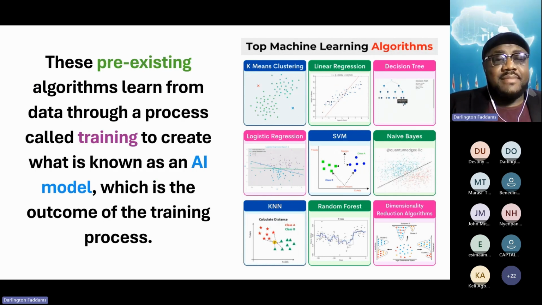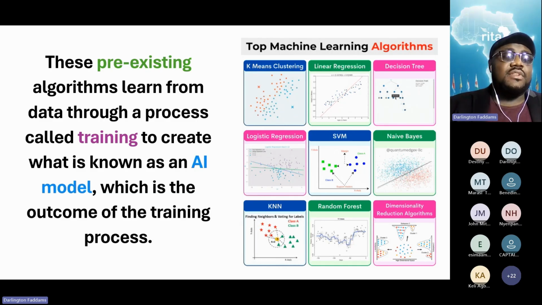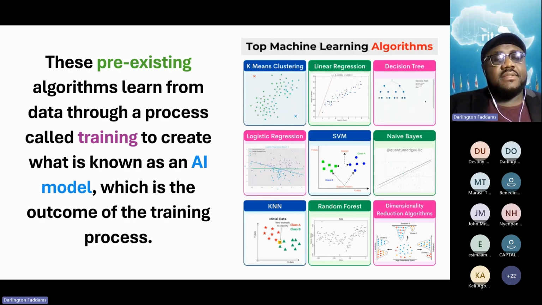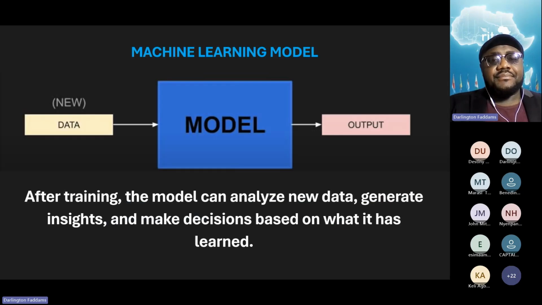All right. So we've already mentioned that these are pre-existing algorithms and they go through a process called training. If you want to create a model, you train. We use the term training to train the algorithm and it becomes what we call an AI model. After you have the model, then you can provide it with new data.